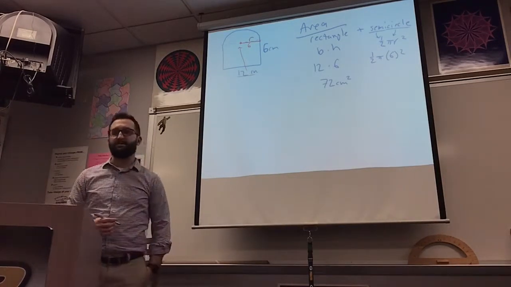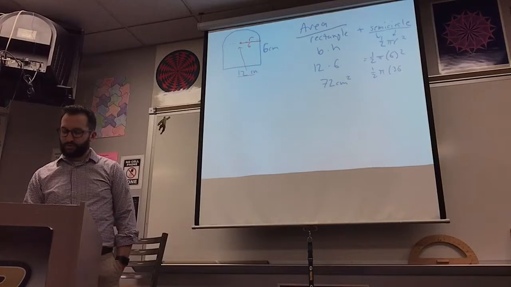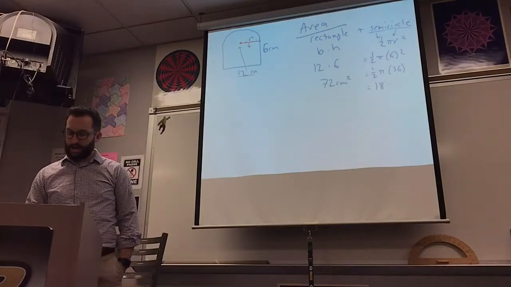What's next? 6 to the power of 2, which is 1/2 pi times 36. Half of 36 is then, what's half of 36? 18 pi centimeters squared.